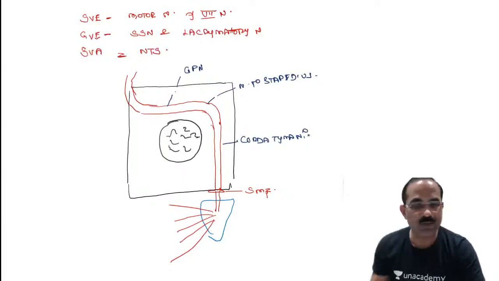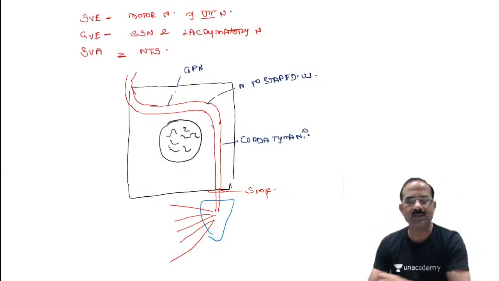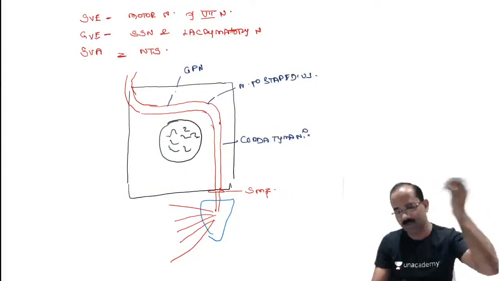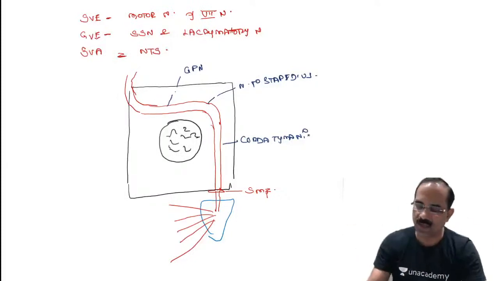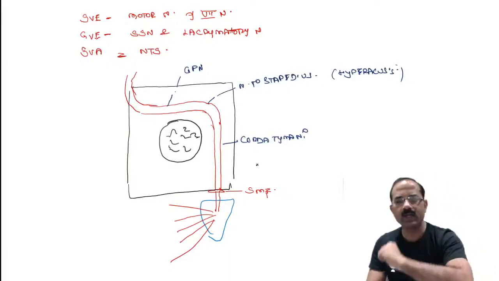Tell me, what does the nerve to stapedius supply? The stapedius. And what is the action of stapedius? It dampens the sound waves. It reduces the sound decibels before it reaches the ear. And if the stapedius is damaged, what does the person get? Hyperacusis.